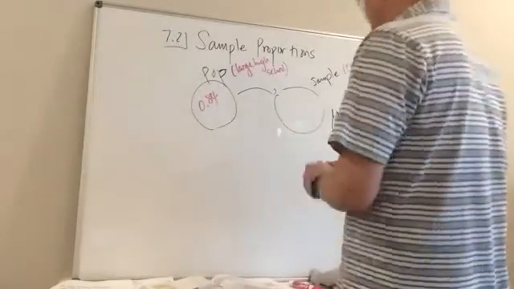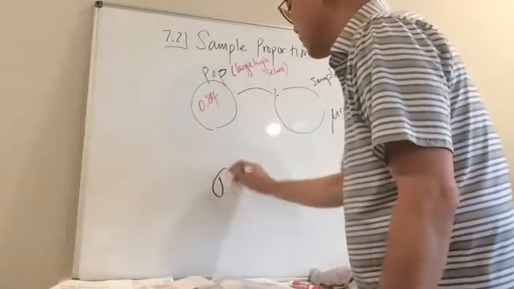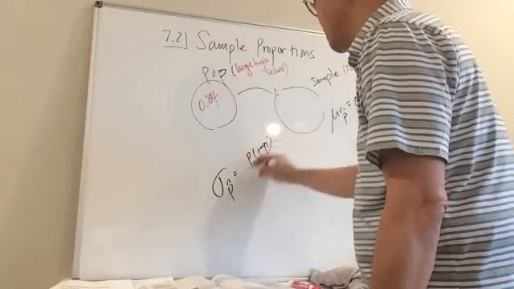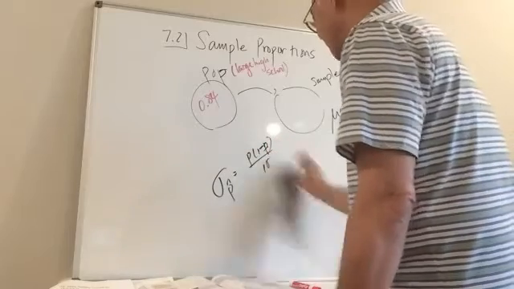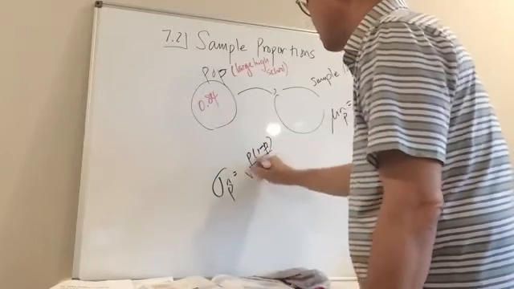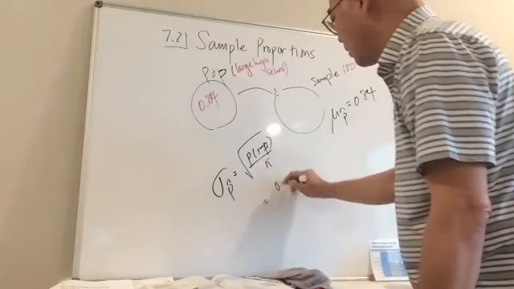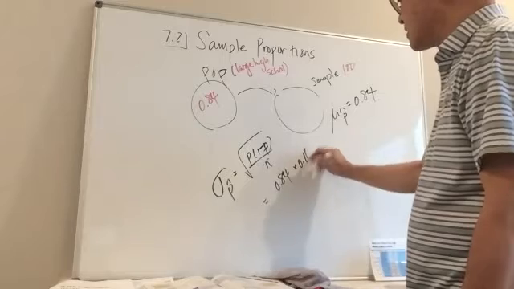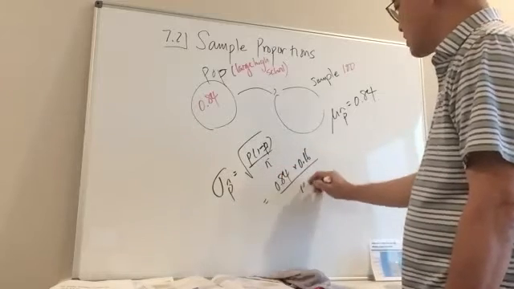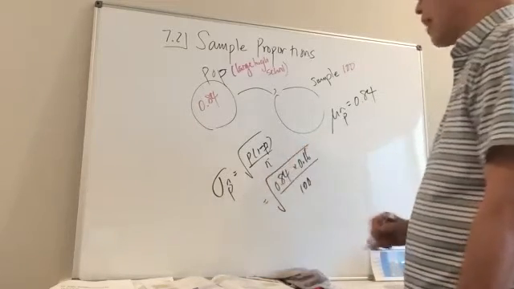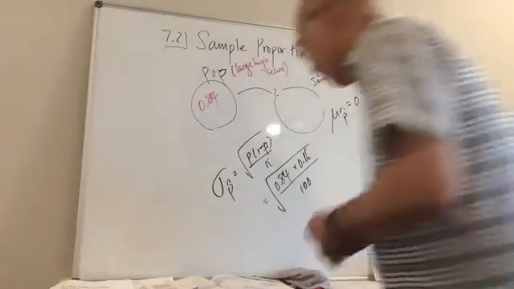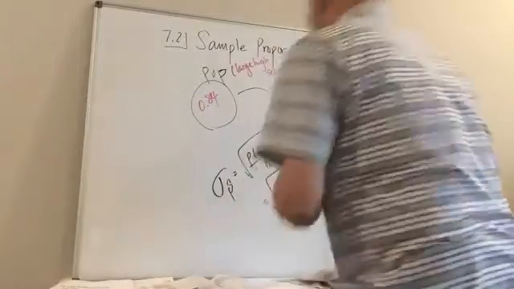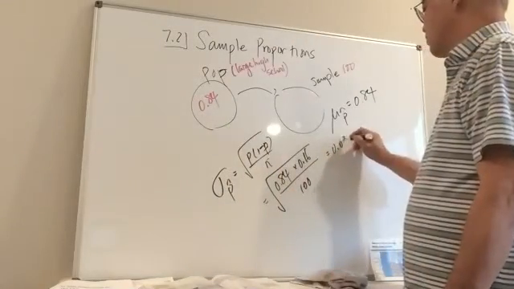Okay, and then we're going to have to calculate the standard deviation of p hat, which is equal to the square root of p times 1 minus p over n. So I'm going to get 0.84, that's p. 1 minus p is going to be 0.16, divided by n, which is 100. Then I'm going to take the square root of that, and if I do that, I am going to get 0.0367.